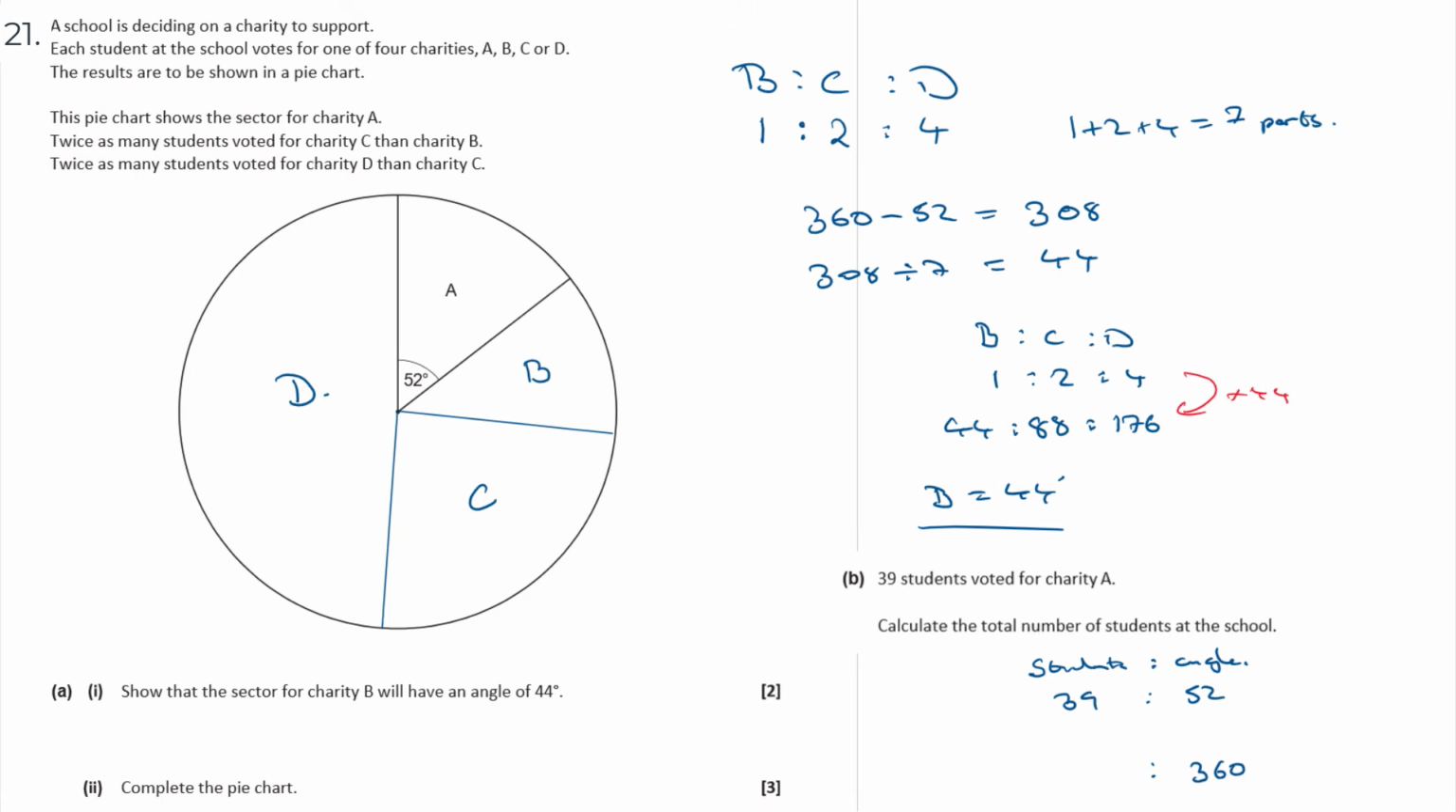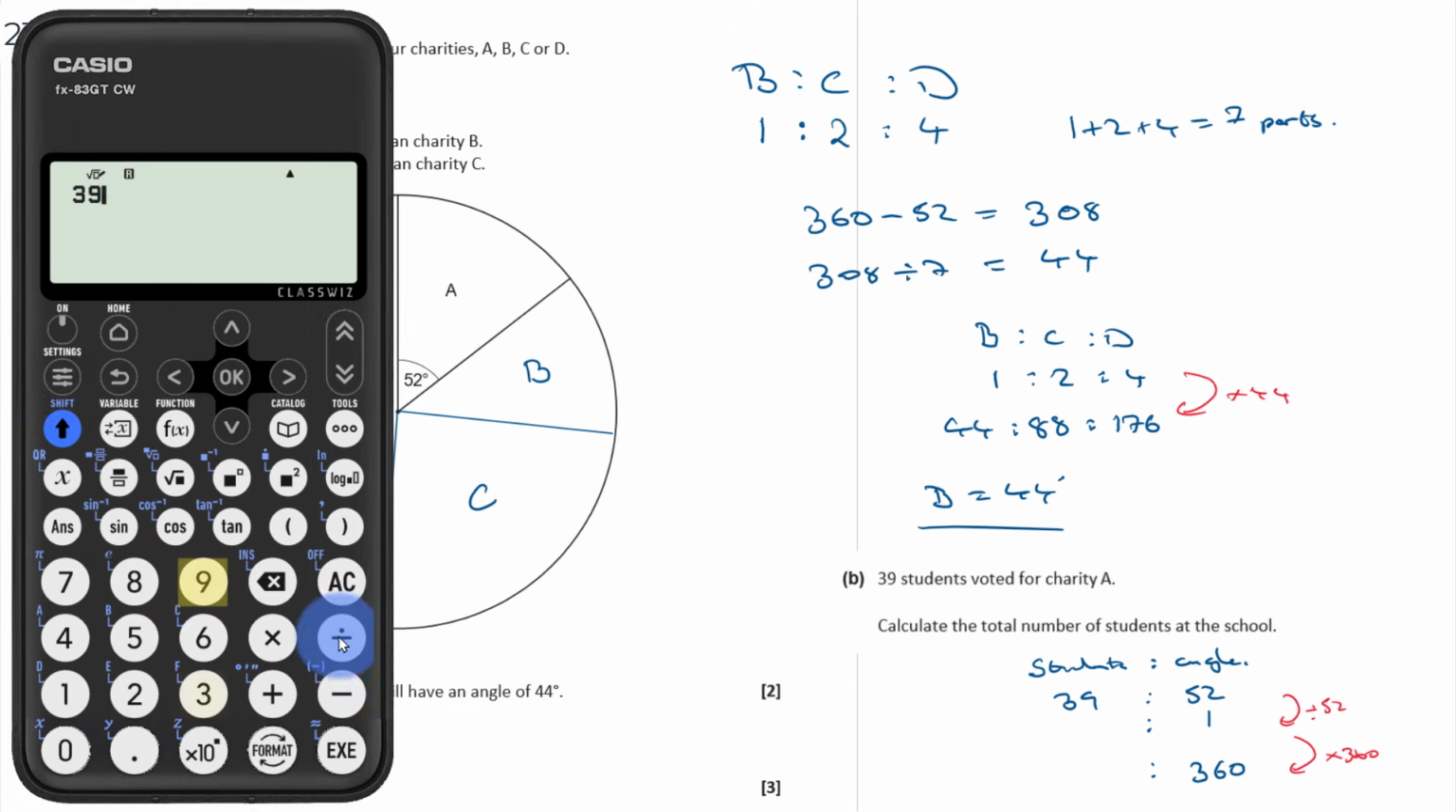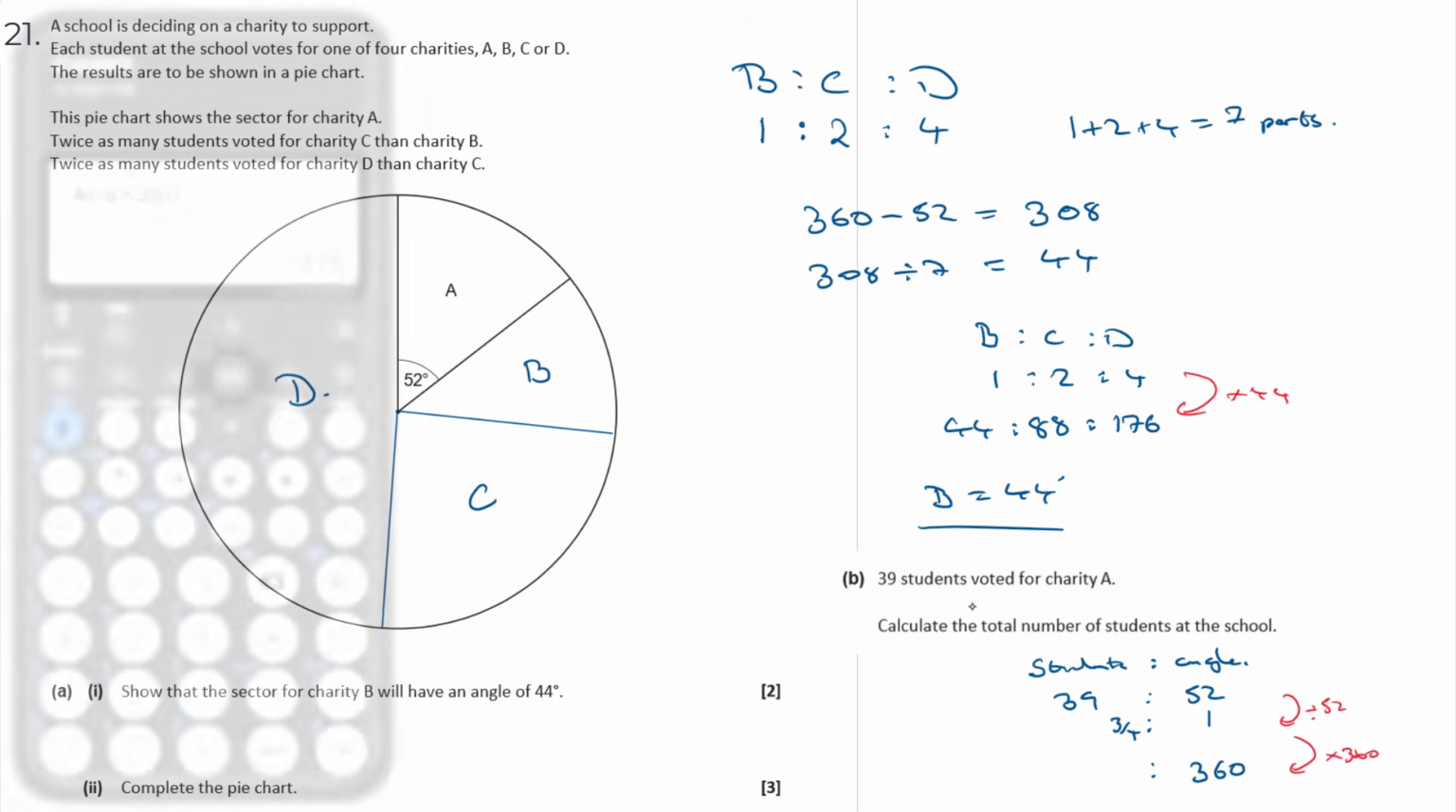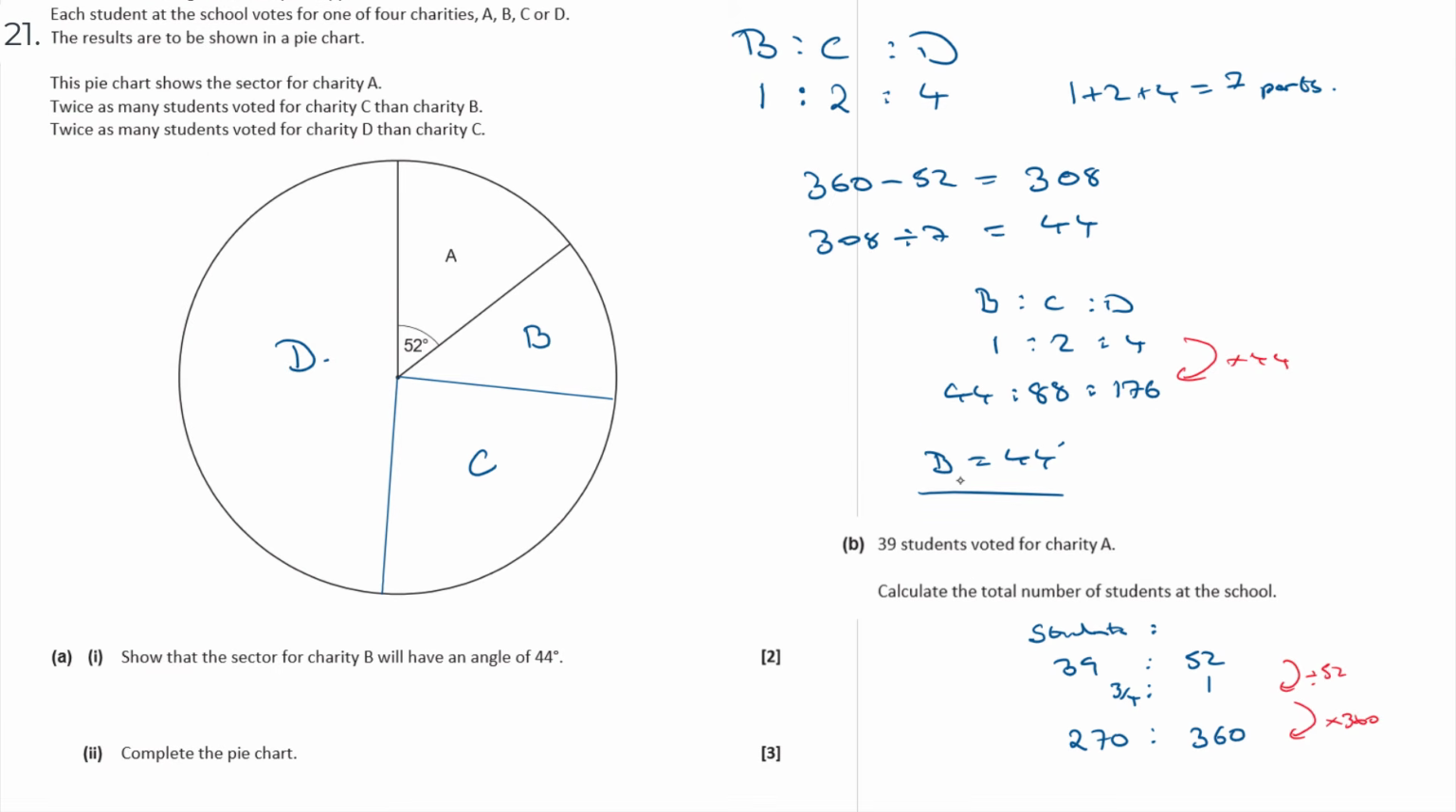So I'm going to use the unitary method. I'm going to go via 1. So to get from 52 to 360, we're going to divide both sides by 52, and then we're going to times both sides by 360 and see what we get. Okay, so I'm going to do 39 divided by 52 first. Apparently that's 3/4. I'm just going to write that down. Or 0.75 if you'd rather. And then I'm going to times that by 360 and then see what I get. So that's 270. Okay. So how many students are there altogether? There are 270 students.